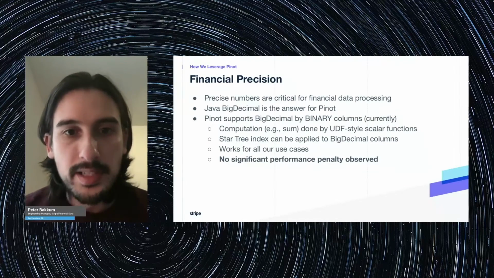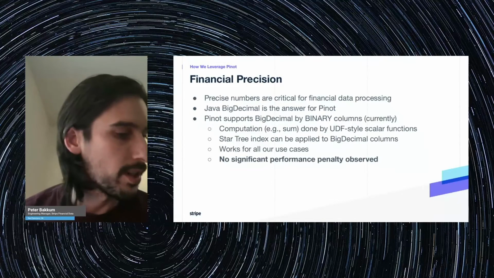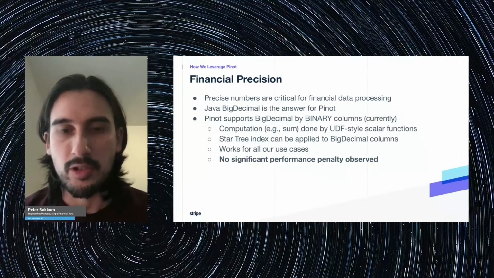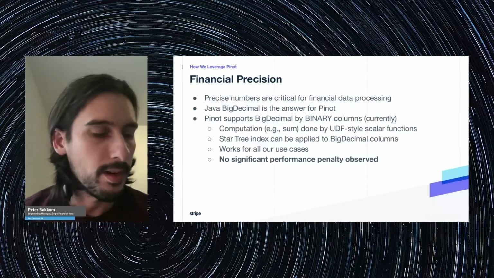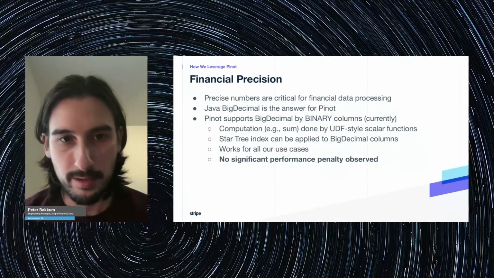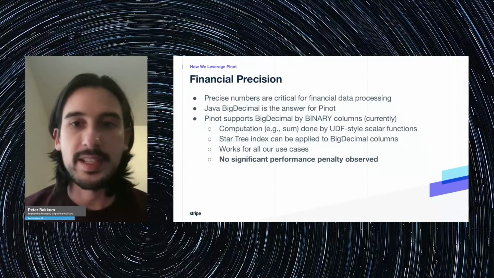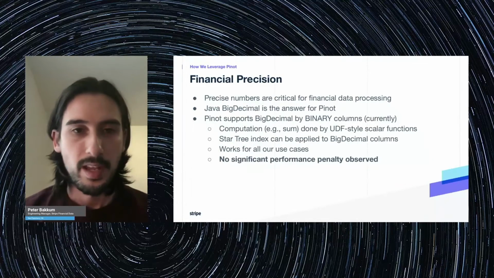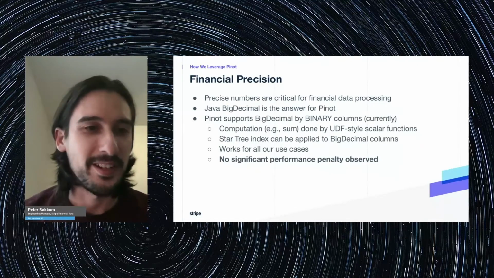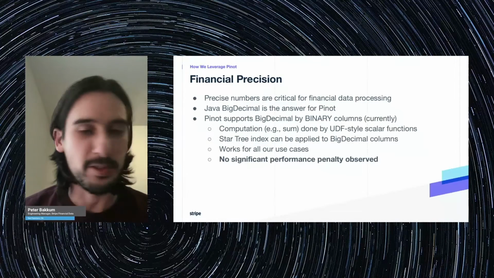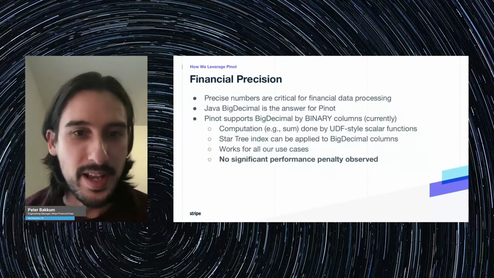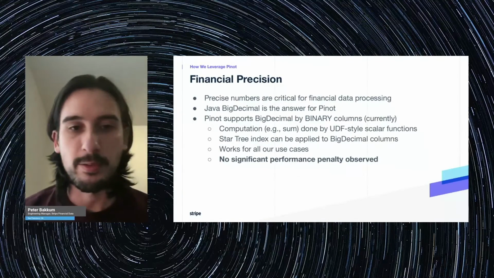We also care a great deal about financial precision. So as I mentioned, floating point math is generally not precise enough for financial calculations. And so we use big decimal in our own code extensively. And this is now also a feature in Pinot. And so I wanted to call this out as something that we care greatly about and found a very useful feature set in Pinot. So Pinot supports big decimal for binary columns. And these work really well for us.